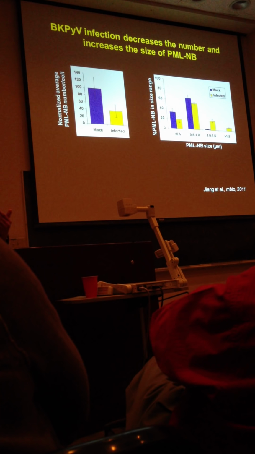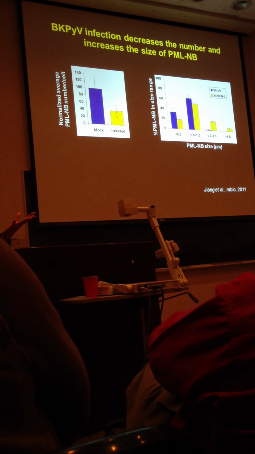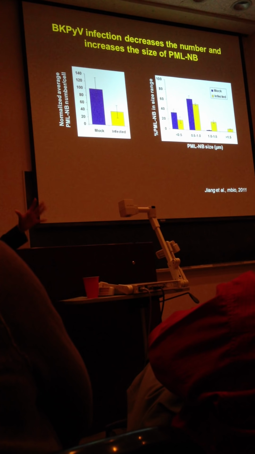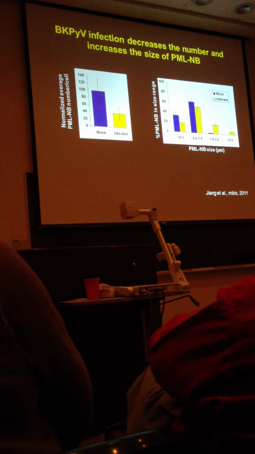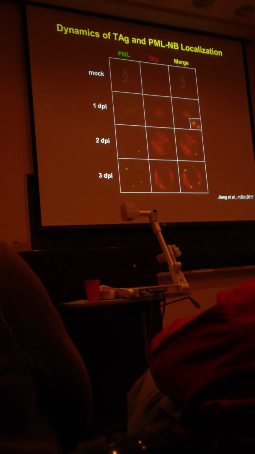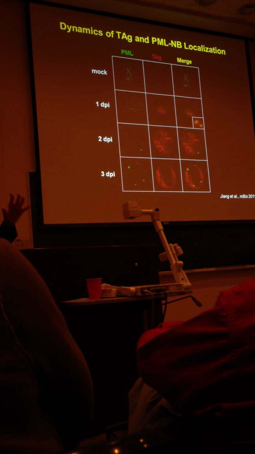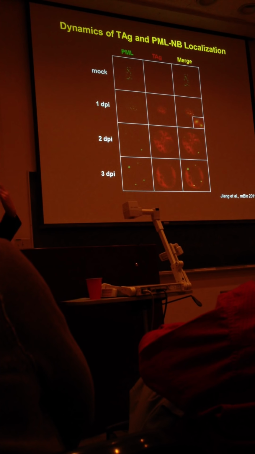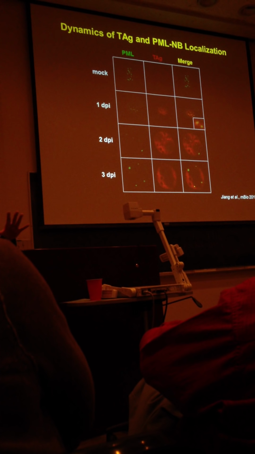So the question that came to us is what caused those PML bodies to become so big, and what are the viral components that contribute to this reorganization process? To get a first clue, we looked at the relative localization between different viral components and the PML bodies, to see if that can give us some clue as to what contributes to the reorganization of these structures.